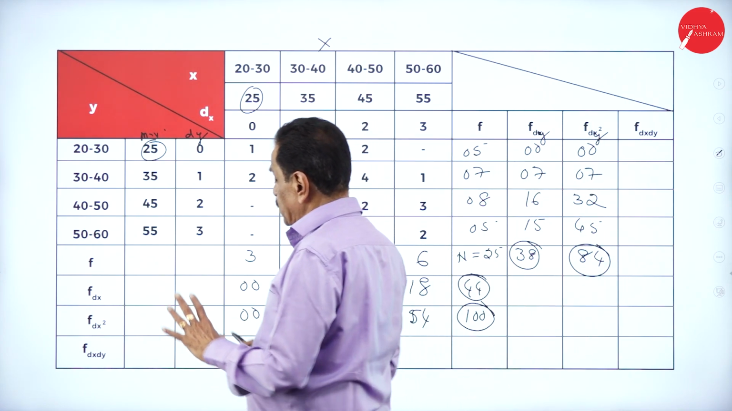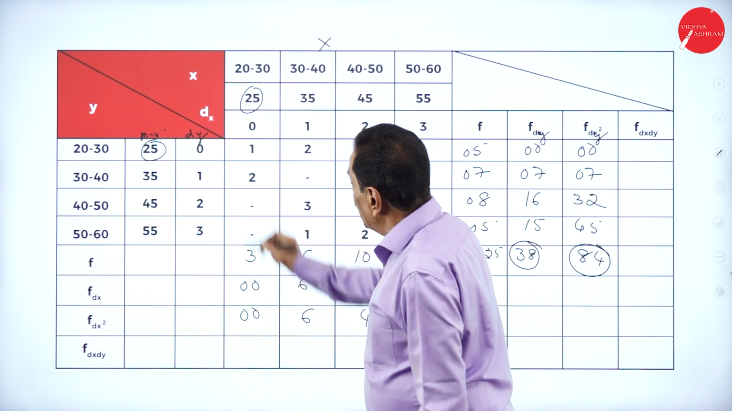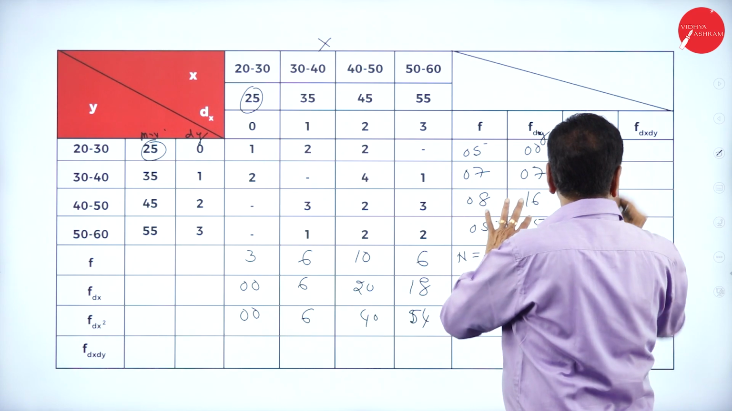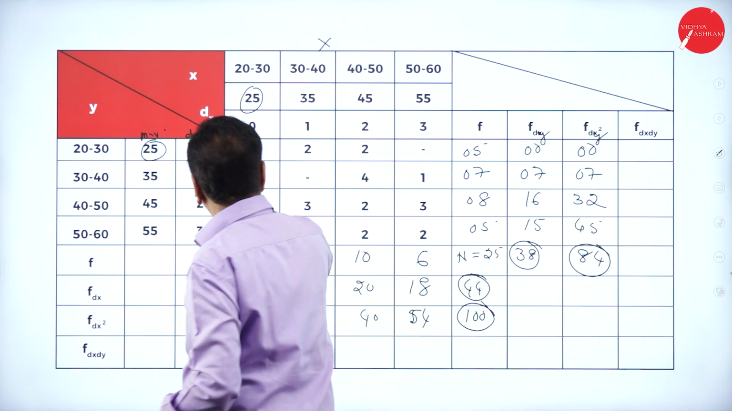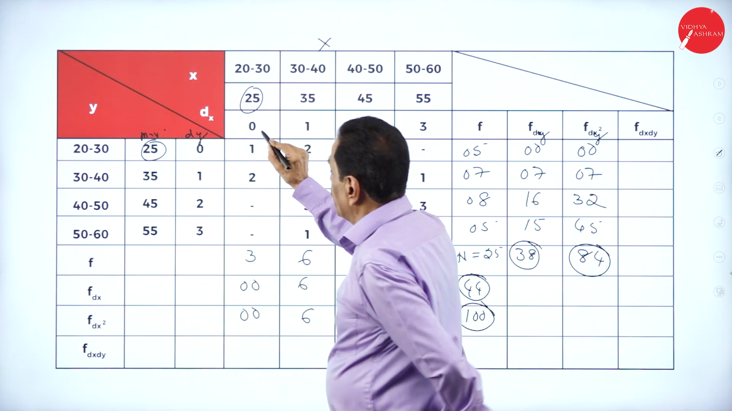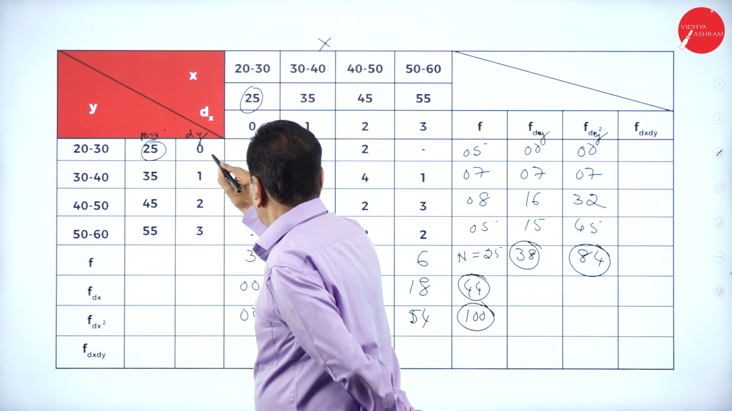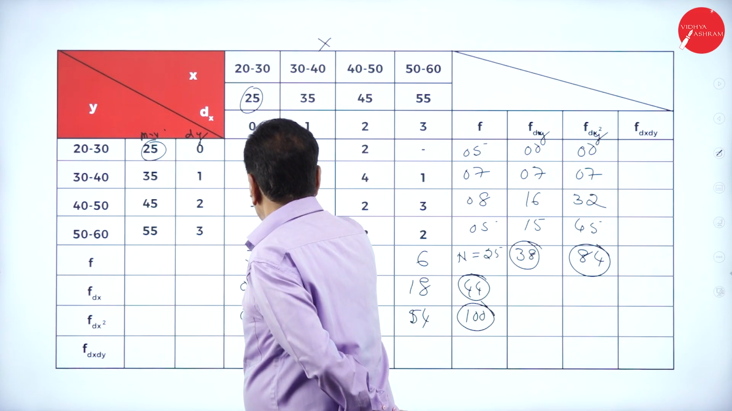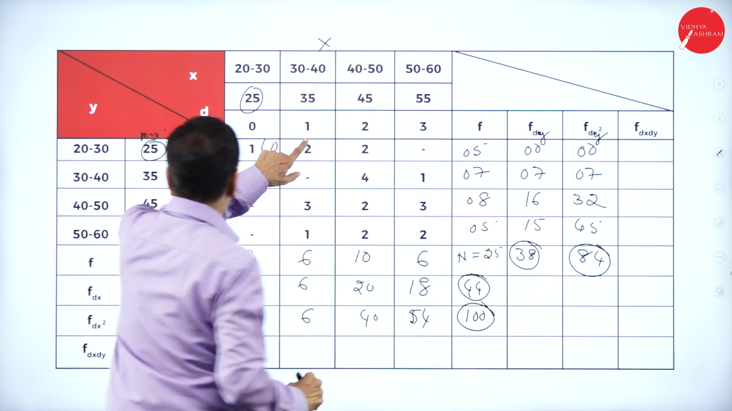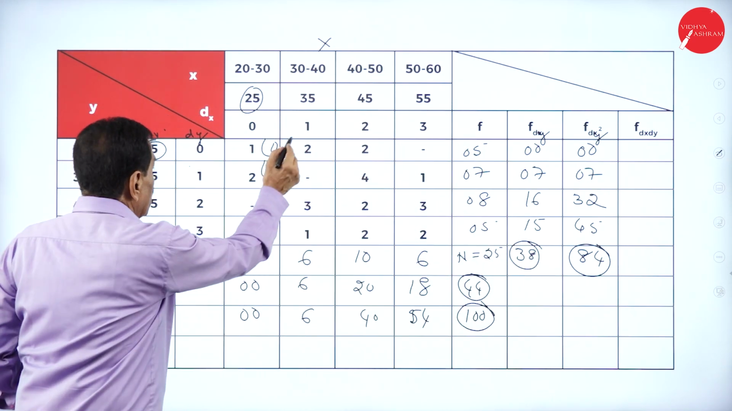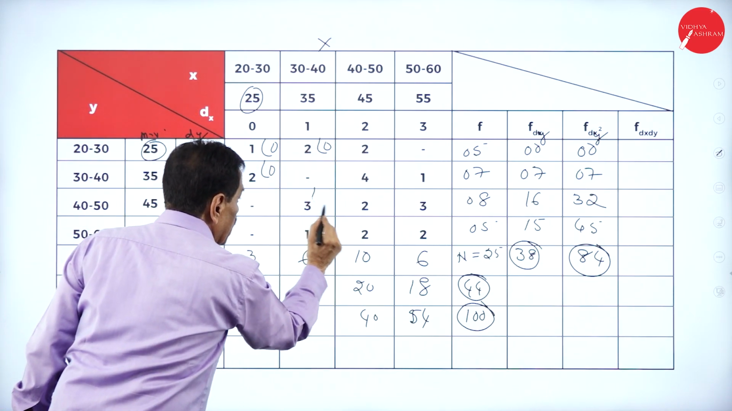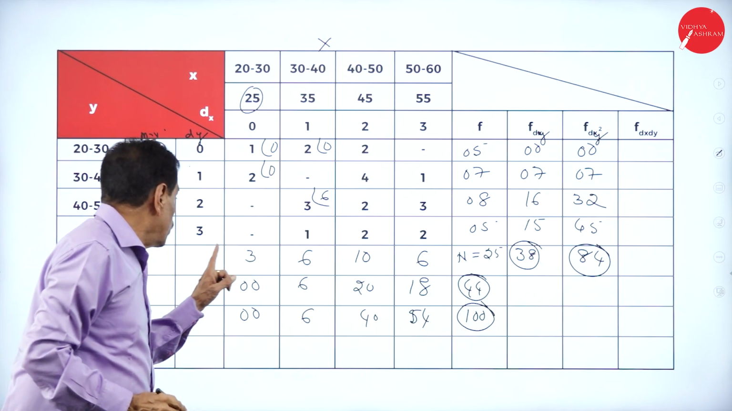Now the last step is most important here. You take this as dy, this as dx. The last step is frequency into dx dy. This is your dy, this is called dx, this is your frequency. You go one by one. First step: 0 into 0, 0 into 1 is 0. 0 multiplied by anything is 0. Then come back to 1: 1 into 0 is 0, 0 into 2 is 0, 1 into 2 is 2, 2 into 3 is 6, 1 into 3 is 3.